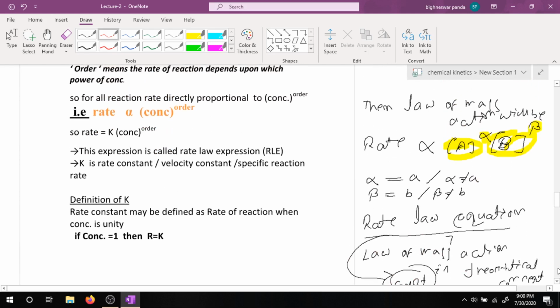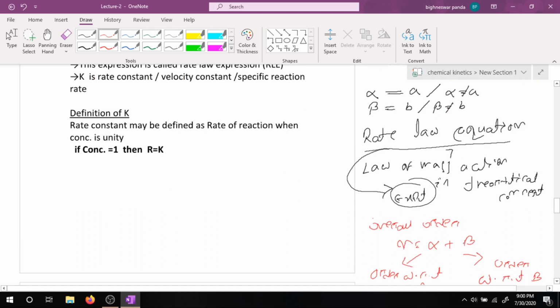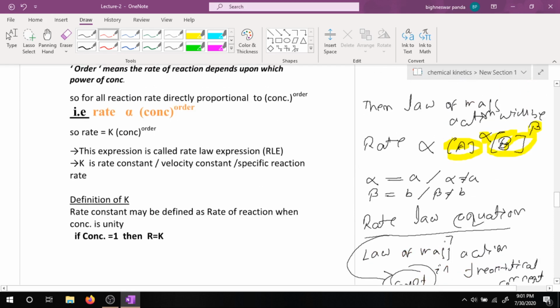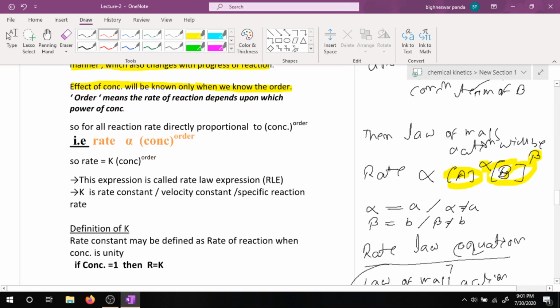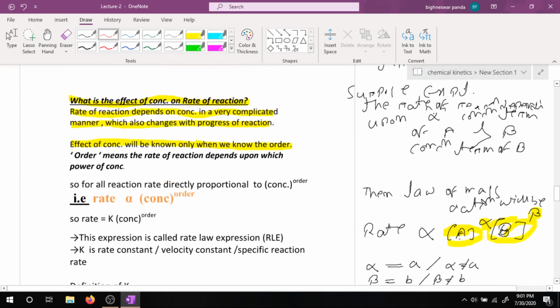This effect of concentration on the rate of reaction can only be known by knowing the order, alpha and beta, and this order we have to calculate experimentally. By seeing the reaction we cannot predict what the order of the reaction is. Order can be calculated only and only experimentally. So the effect of concentration will be known only when we know the order.